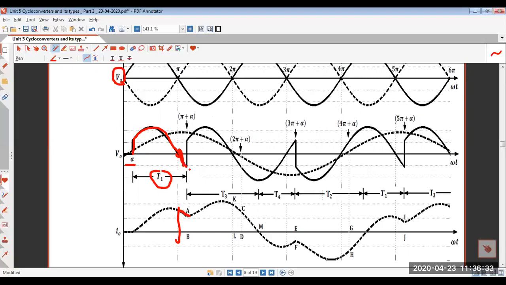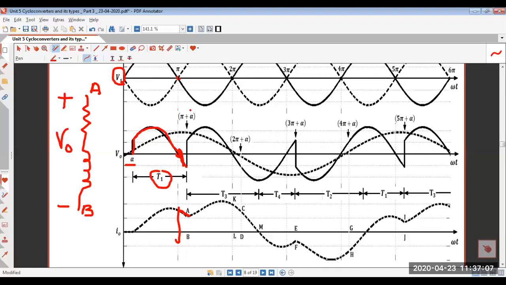Now why the output voltage becomes negative, that also you can understand from the inductor. Let us say the load is resistive and inductive also. So an RL load is there, right? Let us say this is the A end of the load and this is the B end of the load. Actually we are taking the positive voltage as plus and minus V naught, right?